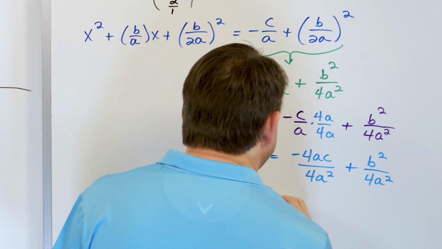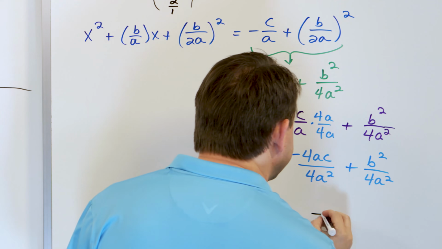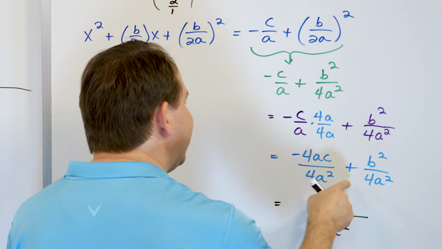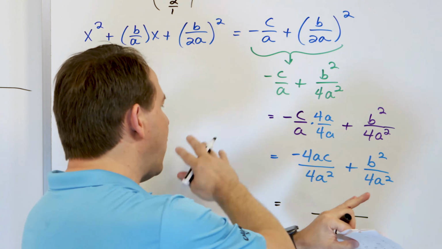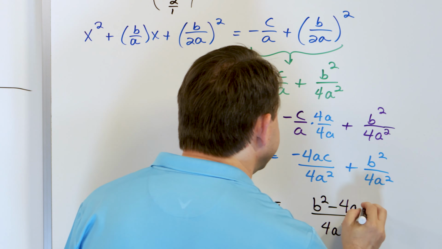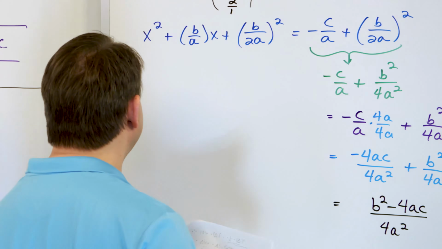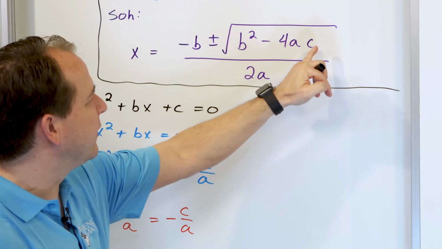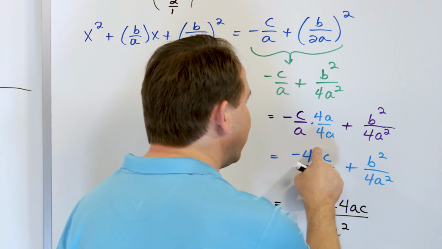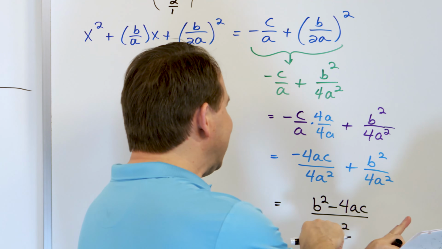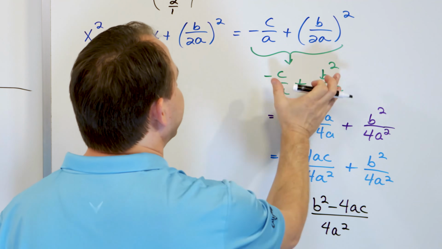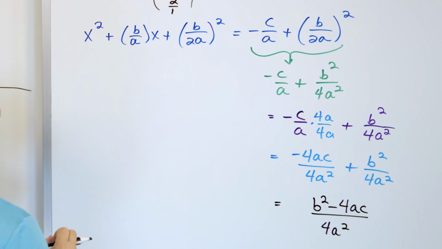And so what I'm going to have is, if you think carefully, the denominator of this answer is going to be 4a squared. And it's going to be negative 4ac plus b squared, but I can flip the whole thing around and say this is b squared minus 4ac. And that should look really familiar because the b squared minus 4ac is exactly what's under the radical in the quadratic formula anyway. So I'm adding the negative 4ac plus this, but I'm just writing it backwards as b squared minus 4ac. So this whole thing is what the right-hand side of the equal sign is.